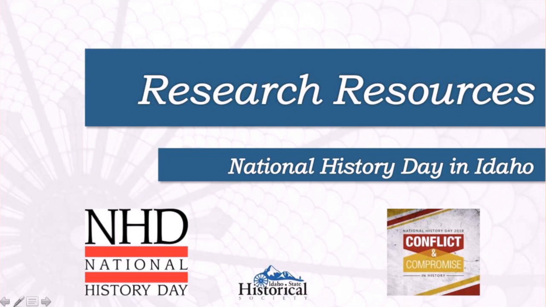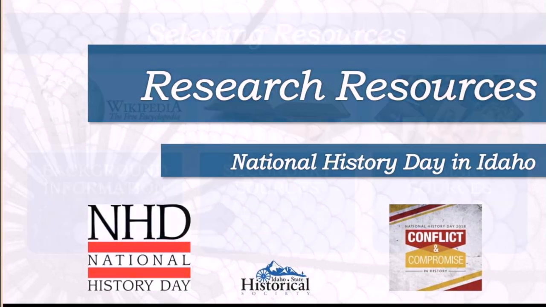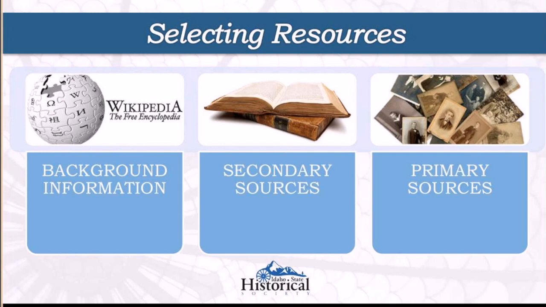All right, so like Joanna said, I'm going to be talking about some research strategies, what you're looking for in the sources that you're working with, and then I'm going to give you some resources for where to find them. I want to start with the types of resources that you're going to need for your history project. Of course, we need background information as well as those primary and secondary sources.